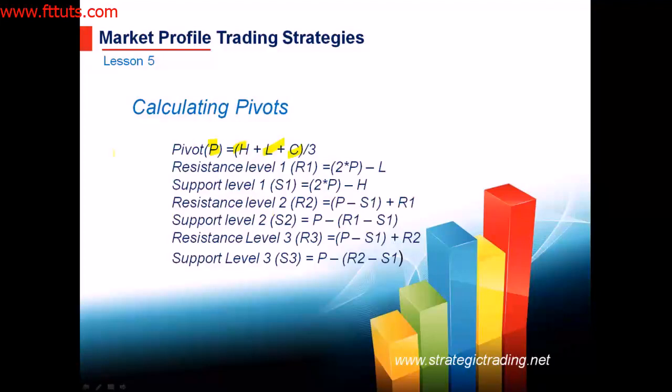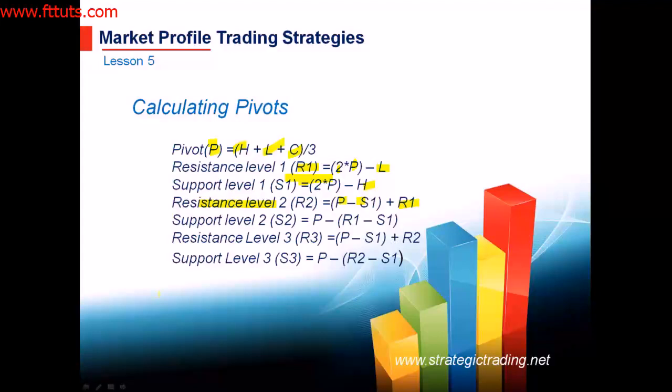And the simple calculation is, for R1, which is my first resistance, I will multiply the pivot that I had by the number 2, and I'll subtract from it the low of the prior day. And once again, for the support level, 2 times the pivot minus the high. And then the calculation for resistance level 2 is simply the pivot minus support 1, which was this number that we just calculated here, plus R1, and so on. Very simple formula, just simple math, addition, subtraction, and division.